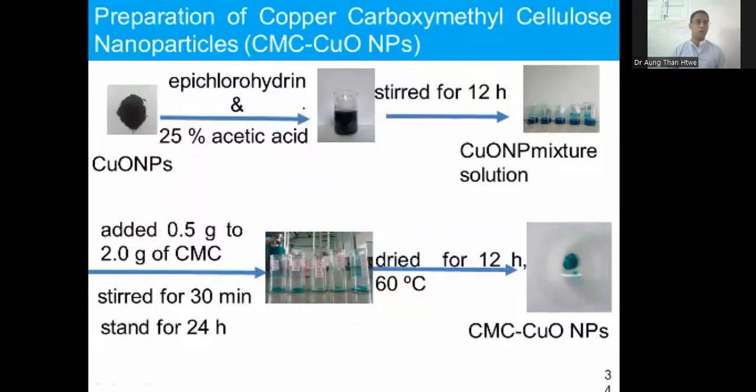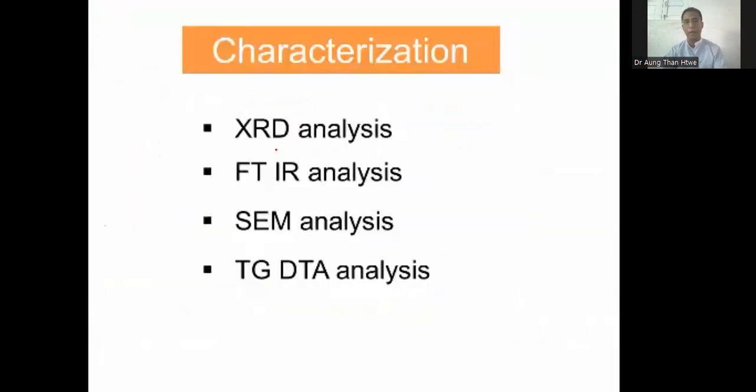The second one is preparation of cobalt carboxymethyl cellulose, CMC-CO nanoparticle. The CO nanoparticle, epichlorohydrin and 25% acetic acid were stirred to obtain the CO nanoparticle mixture solution. Then 0.5 to 2.0 gram of CMC was added to the mixture solution, stirred for 30 minutes, and left to stand for 24 hours. The CMC-CO nanoparticle was obtained by precipitation. This solution was dried for 20 hours to obtain CMC-CO nanoparticle.